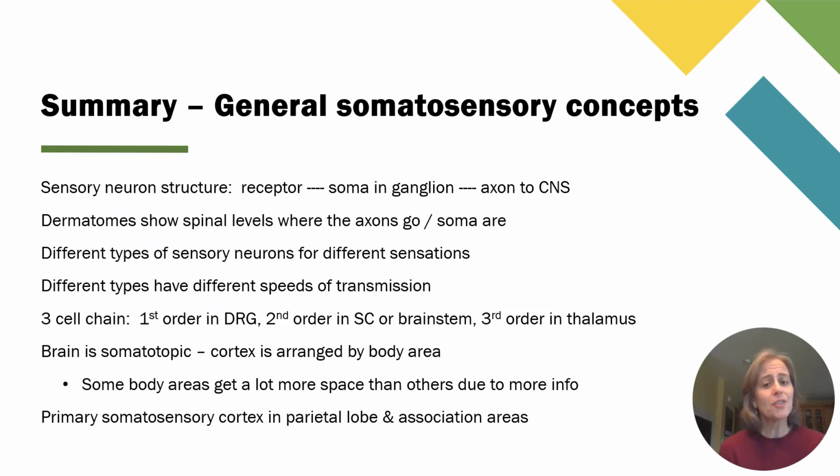And as you also saw, some areas get a lot more space than others because there's a lot more information coming in. So once that information comes into the primary somatosensory area, we're going to synapse and check in with those association areas so that we can make sense of and interpret the information. So those are our general concepts. We'll start next with touch or cutaneous mechanoreceptors.